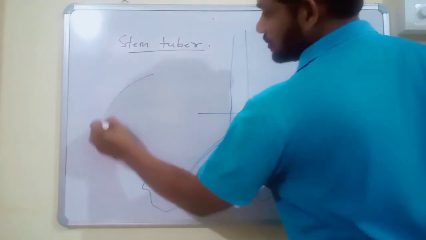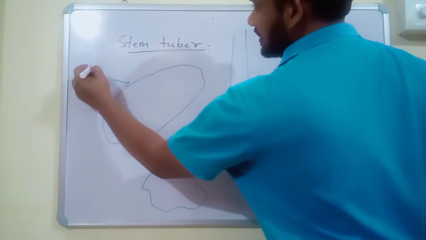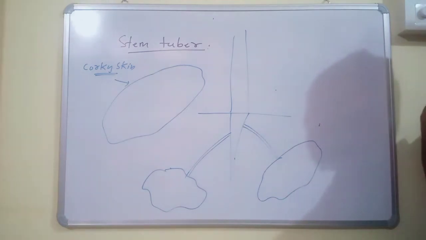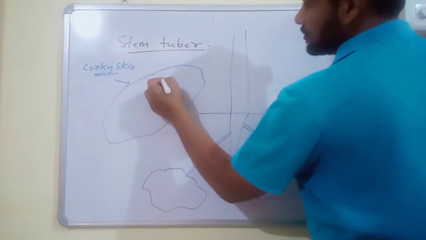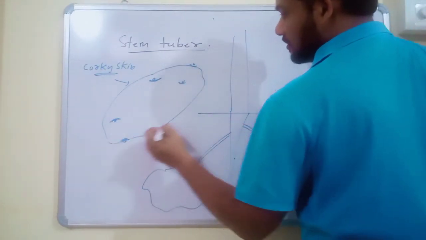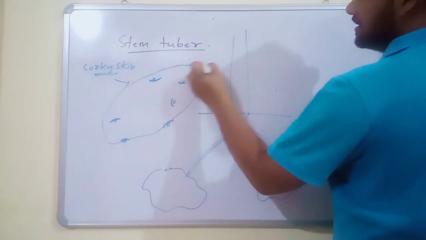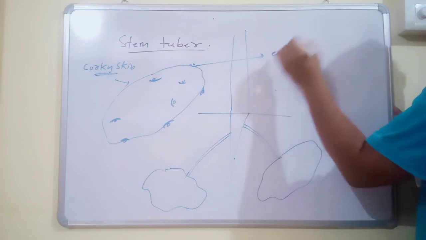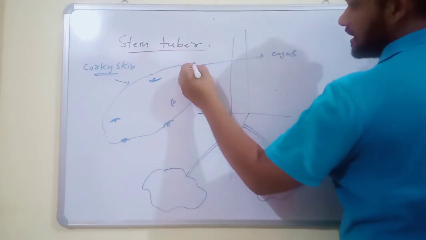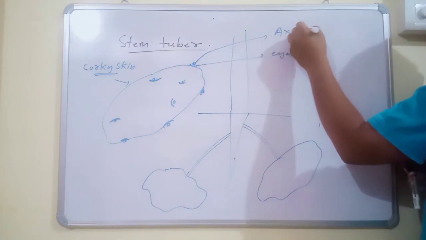If you observe a single potato tuber, the stem tuber is covered by corky skin. The corky skin is due to a large number of scale leaves. The potato tuber also contains a large number of nodes, or large depressions, and these depressions are called eyes. Eyes are the representatives of nodes, and these eye-like structures contain white colored buds, and these buds are called axillary buds.